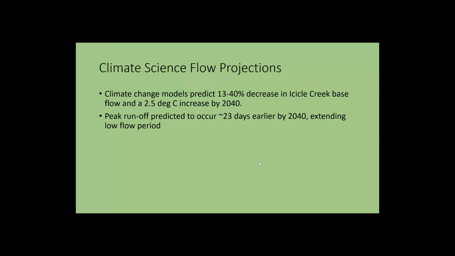The climate science flow projection, similar to the previous presentation: we took these Icicle numbers and worked with UW to understand the impacts on the Chihuahua, and they're pretty similar. 13 to 40% decrease in base flows and a 2.5 degree C increase by 2040, right? So in our lifetime, we're going to see a significant shift to the hydrograph over 3 weeks, likely by 2040.